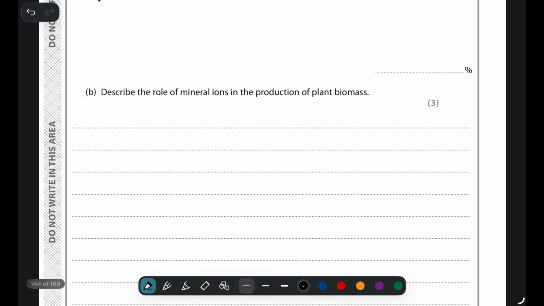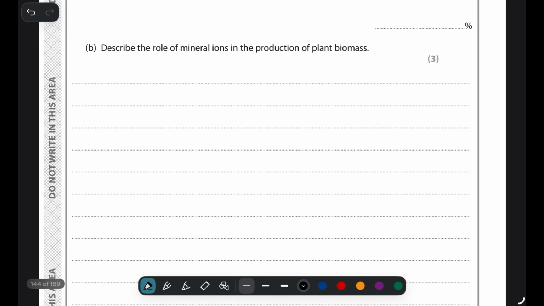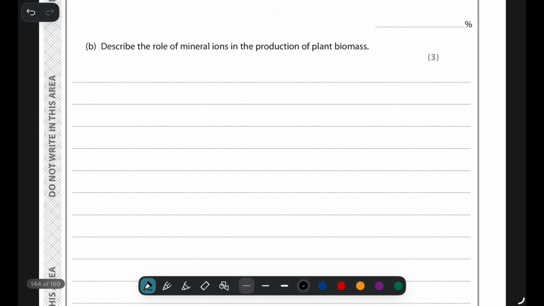Now, describe the role of mineral ions in the production of plant biomass. So in terms of mineral ions, we're just thinking, what are the examples we know? You just need to be able to rattle these off. So mineral ions that we know are important: I know that nitrates are important, I know that magnesium is important, and I know that calcium is another good one, and phosphate is another good one. So you need to remember these and just what they do. Just pick 3, because it's a 3-mark question.